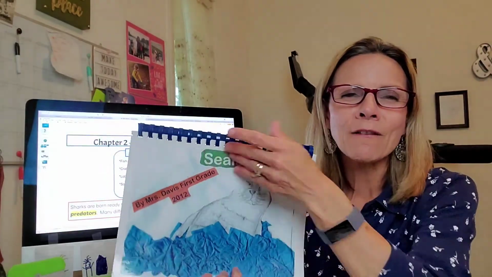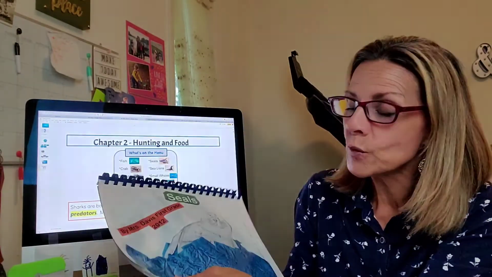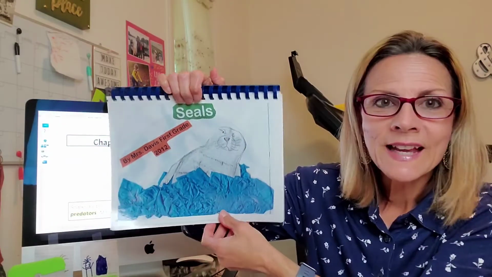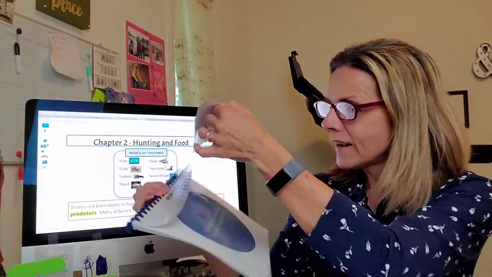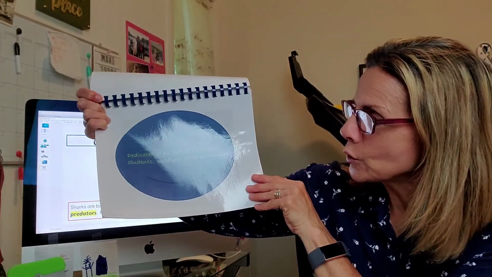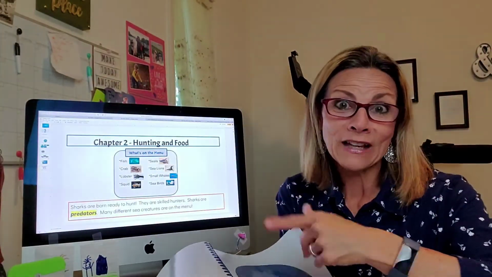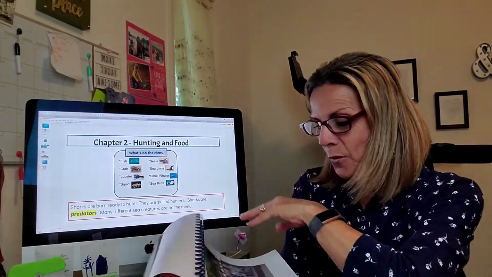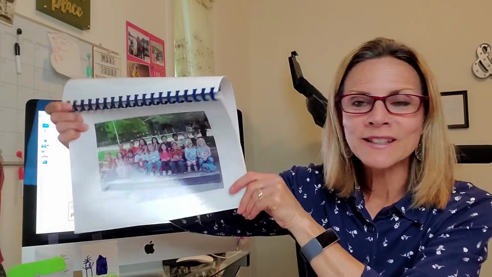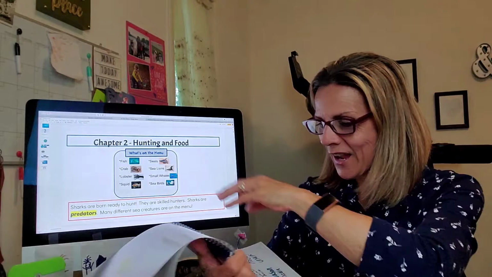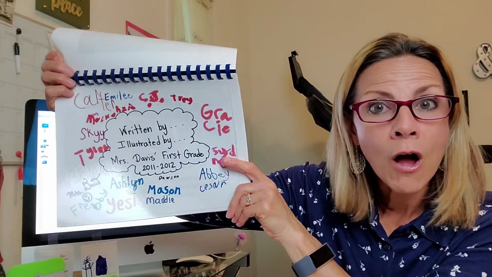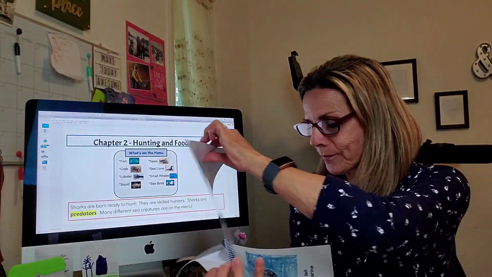This one turned out fabulous. This was called Seals. We researched seals. You can see I did this one in 2012, and we dedicated this to all the future first grade students. That's you. We took a class photo. That was cute, of all of us. We signed our names. We all authored and researched together.